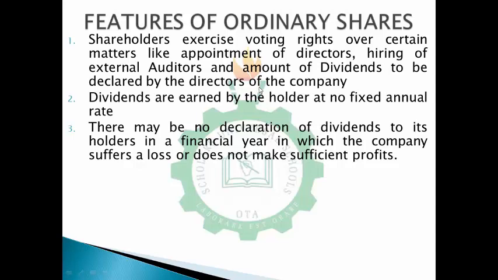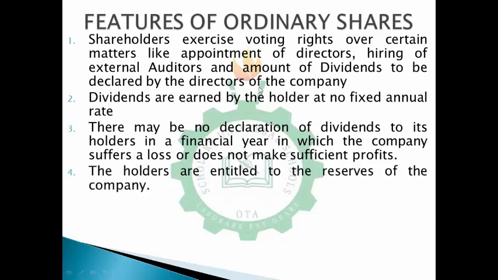In this case, when the company is not making profit, take for instance, it's your business and you're not making profit, how do you expect to get the dividend? So there will be no declaration of dividend to its holders in that financial year, compared to preference shareholders, where whether the company is making profit or not, they have to declare dividends for some sets of preference shares. Don't worry, by the time we get to preference shares, we'll go into more of their features. Another feature of ordinary shareholders is that the owners are entitled to the reserves of the company, because they're more or less the owners of the business.